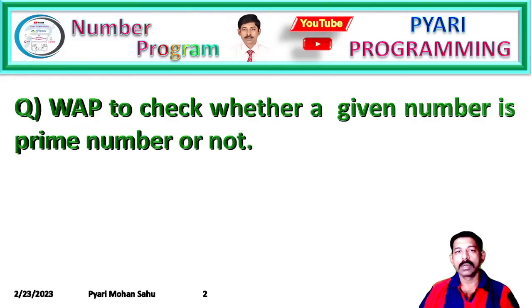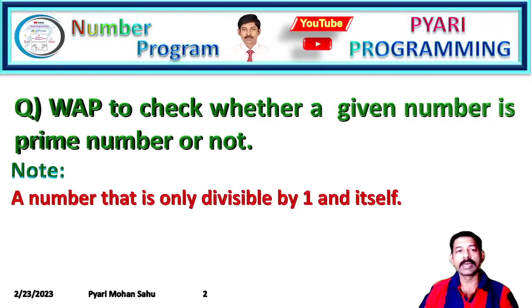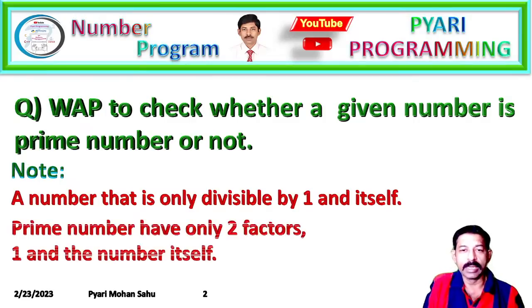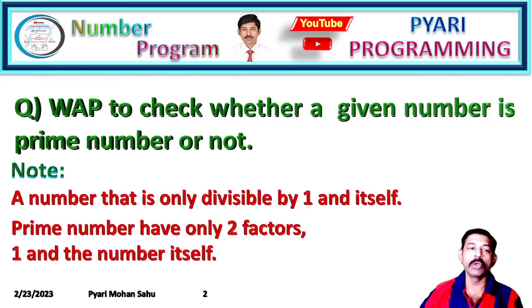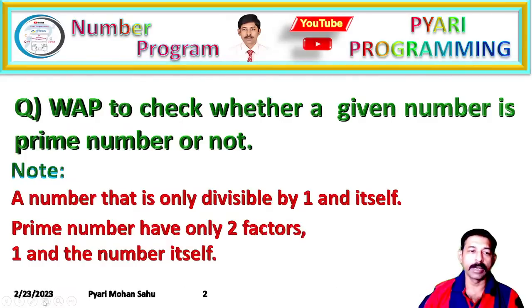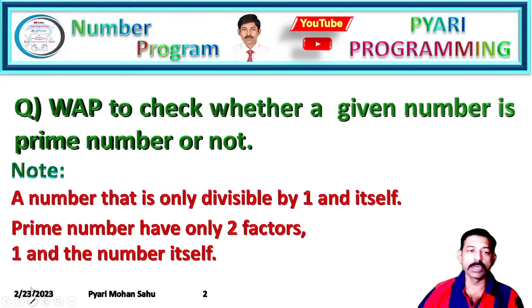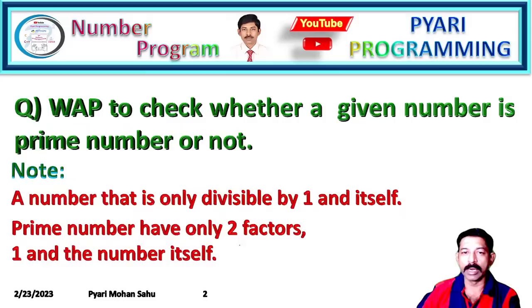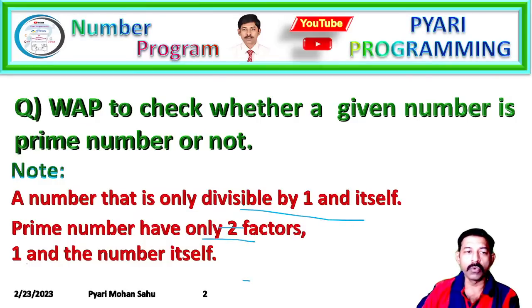Okay, so let's see the definition. It says that a number that is only divisible by 1 and itself is a prime number. It has only two factors, that is, 1 and itself. These two are to be concentrated on, so the definition is most vital over here. That means we can say it is divisible by 1 and itself, and it only has two factors, and those two factors are 1 and the number.